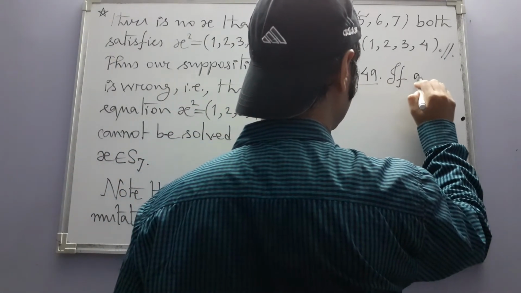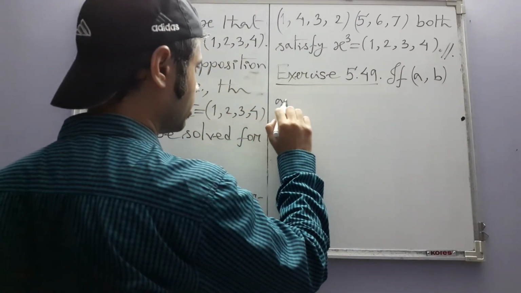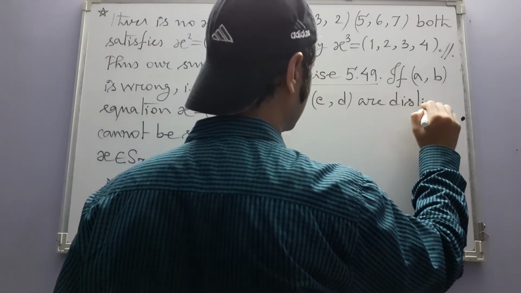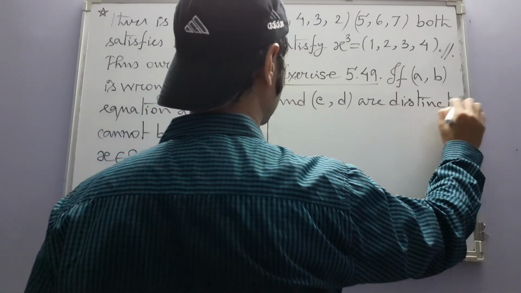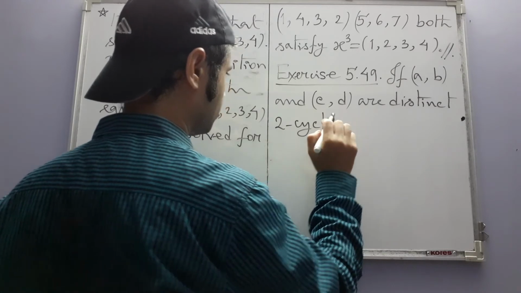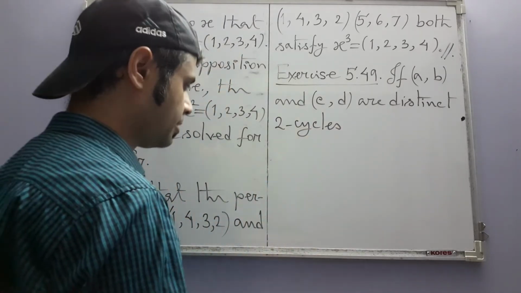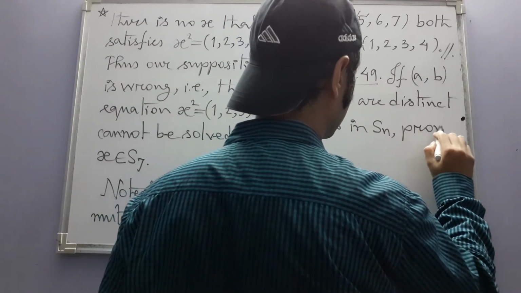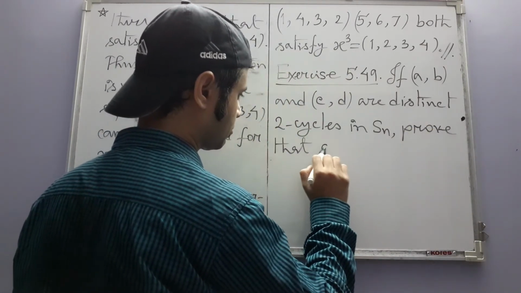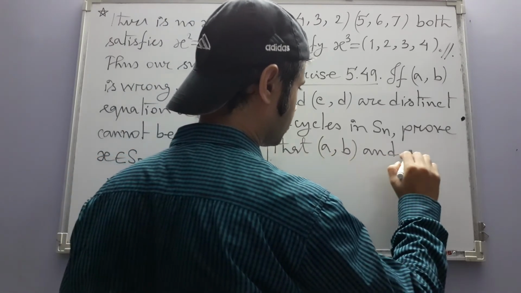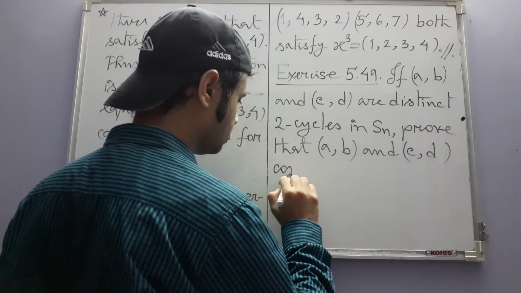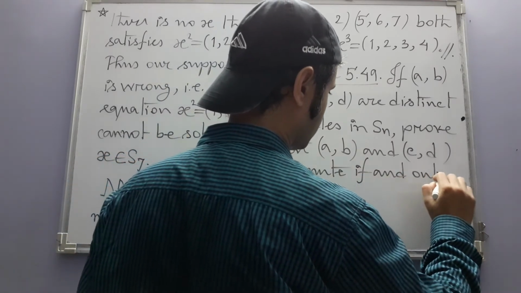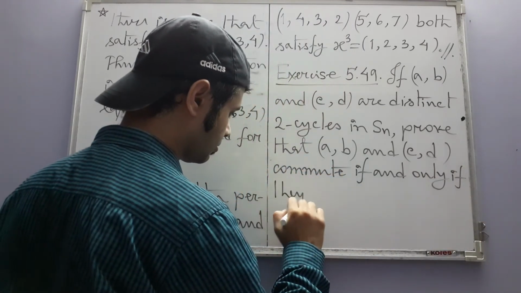If AB and CD are distinct 2-cycles in S_N, prove that they commute if and only if they are disjoint.